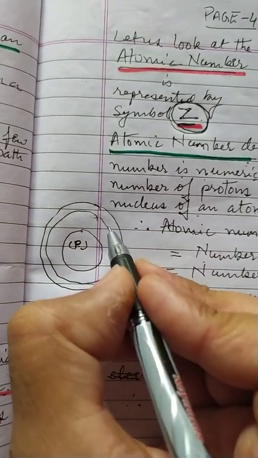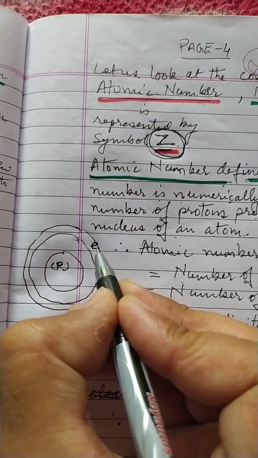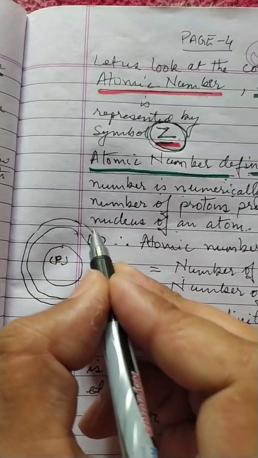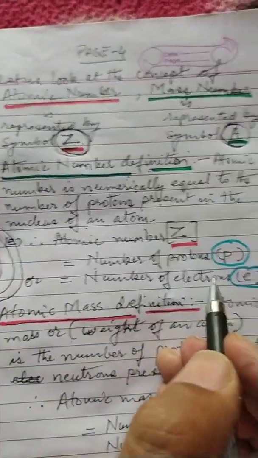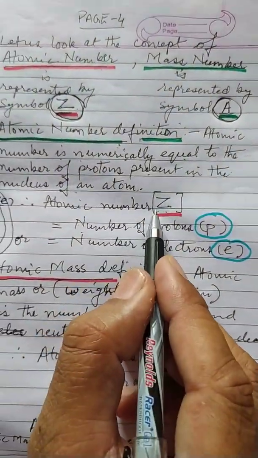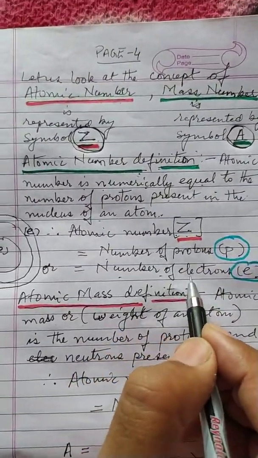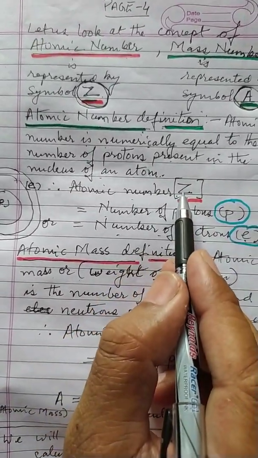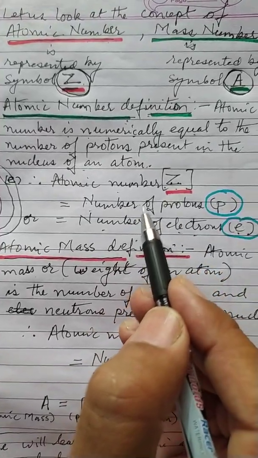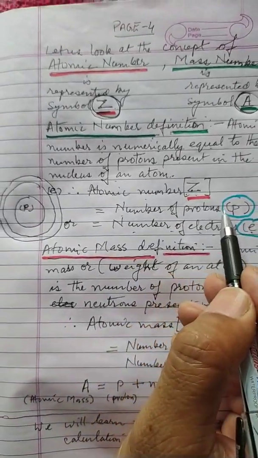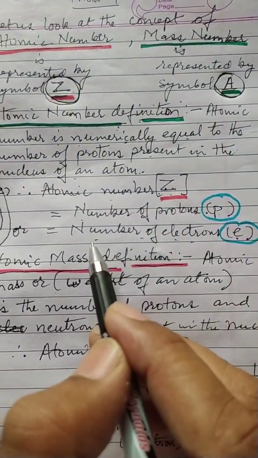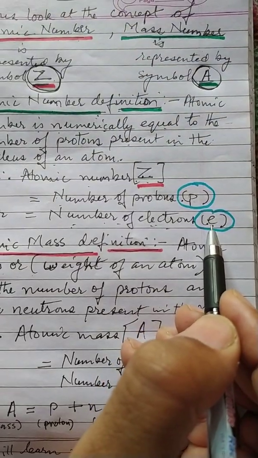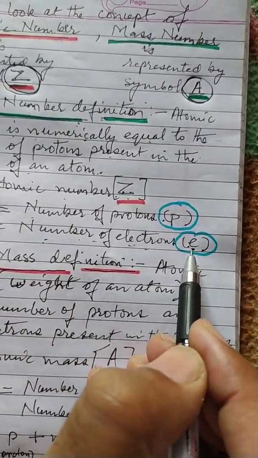Now we see that there are electrons present in the shells outside the nucleus in an atom. Z, or the atomic number, is also equal to the number of electrons. So we can say that atomic number Z is equal to the number of protons or the number of electrons in a neutral atom.